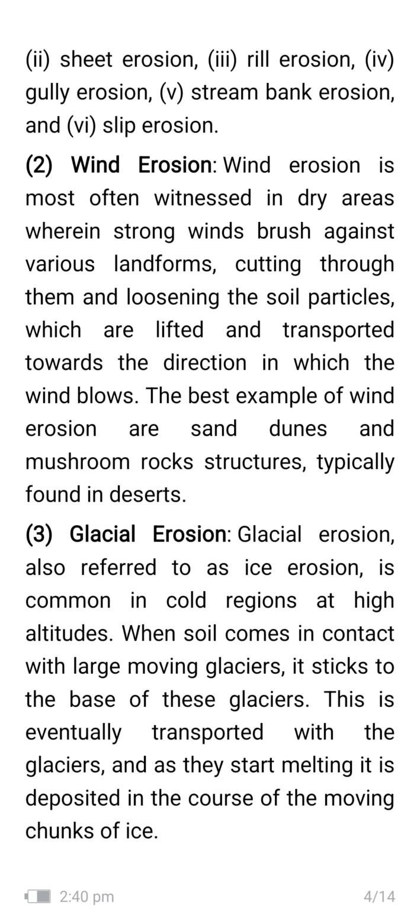Next one, glacial erosion. What is meant by glacial? It is also referred to as ice erosion. In cold regions at high altitudes, when soil comes in contact with large moving glaciers, it sticks to the base of these glaciers. This is eventually transported with the glaciers, and as they start melting, it is deposited along the course of the moving chunks of ice.